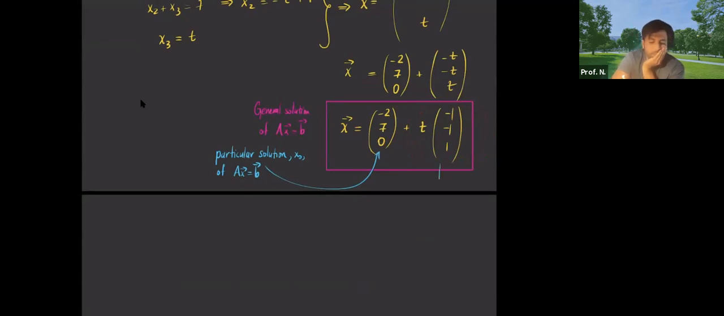What does this one here represent? The null space. Right. This is the null space. That's how general solutions of non-homogeneous systems are formulated.